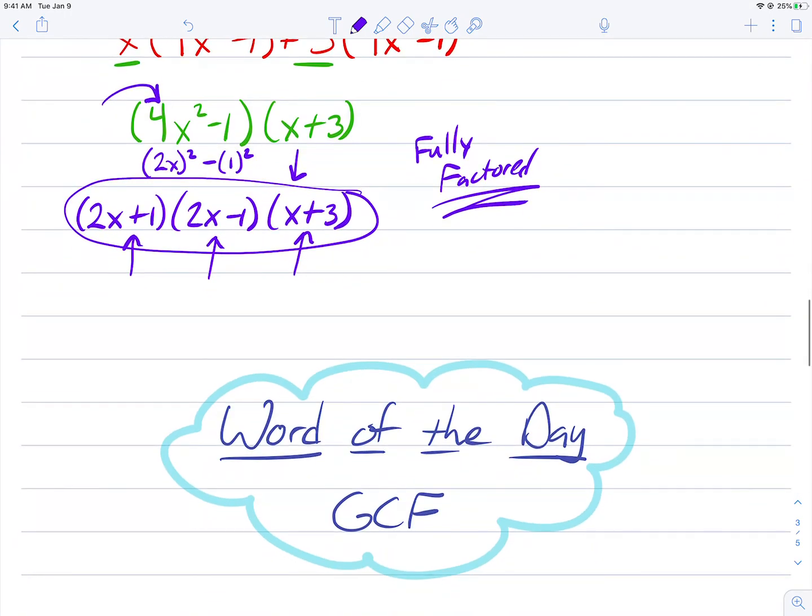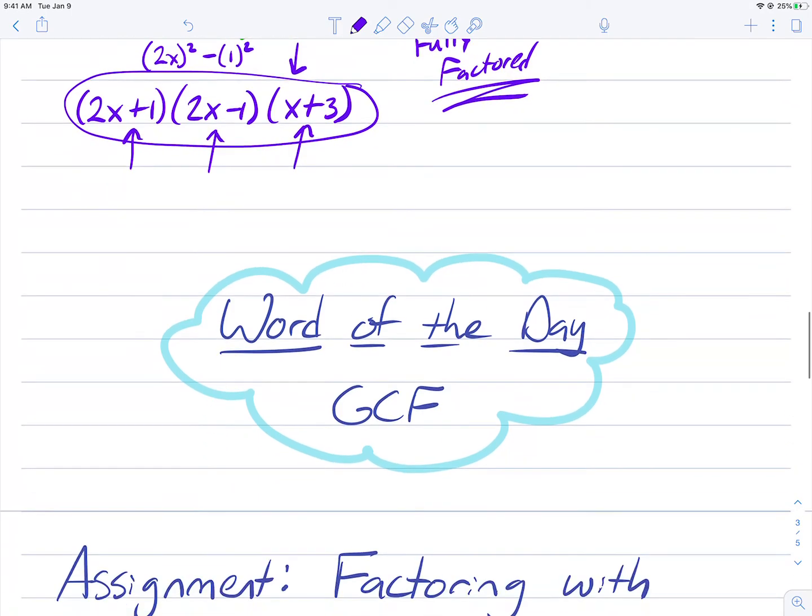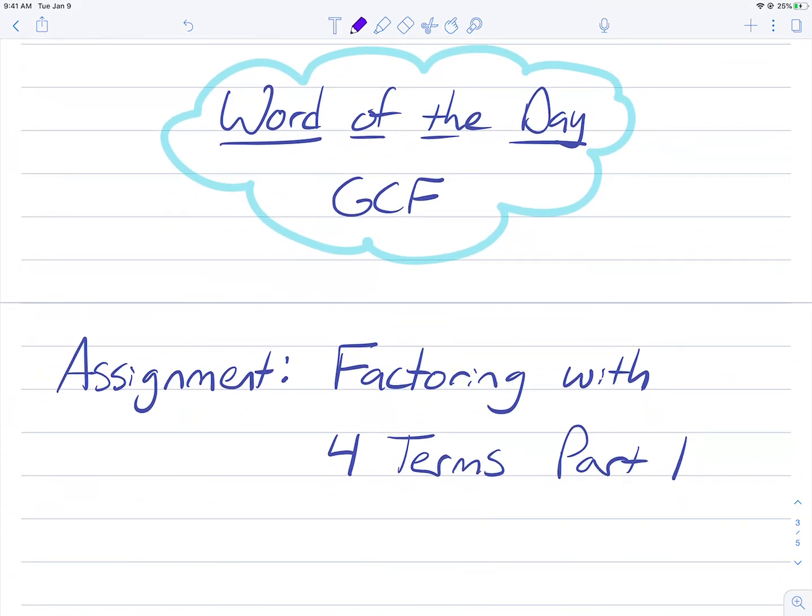Okay, so your word of the day is GCF because you're taking the GCF out of stuff even if you're doing underlining or the box method. Your assignment is factoring with 4 terms part 1, and the next day is going to be part 2.